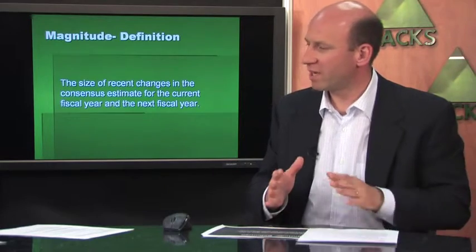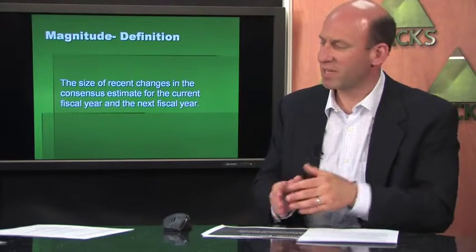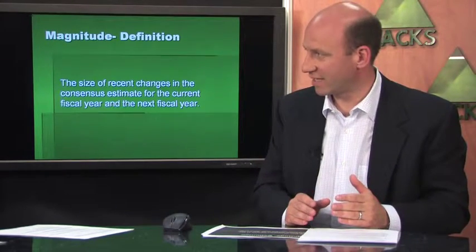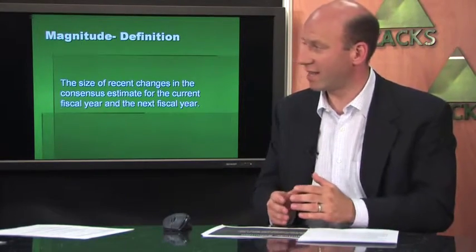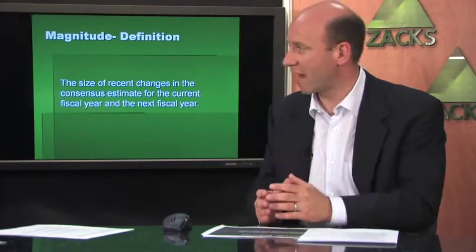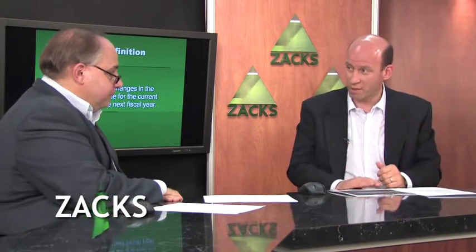So why should investors pay attention to this concept of magnitude of earnings estimate revisions? The quickie version is you can say that the percentage change in the earnings estimate is going to translate into a percentage change in the stock price. Okay, that's the quickie version. So earnings estimates go up by 20%. Very likely the stock is going to go up by 20% as well.